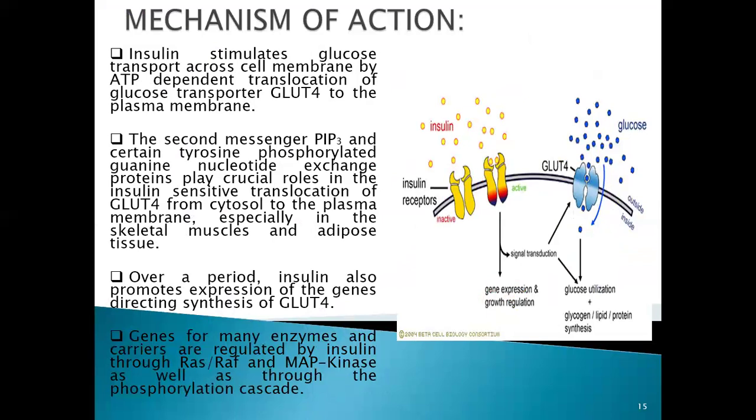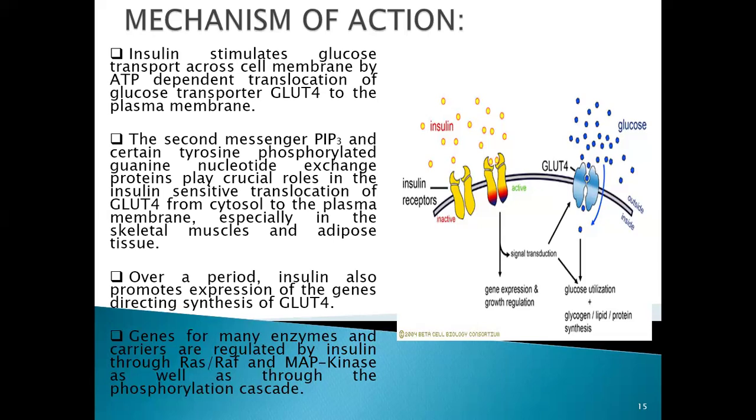So here the insulin, what happens is that when the insulin comes and binds to this tetrameric insulin receptor, the glucose transport across the cell membrane happens by the ATP-dependent translocation of the GLUT4 to the plasma membrane. The second messenger, phosphoinositol triphosphate, and certain tyrosine phosphorylated guanine nucleotide exchange proteins play crucial roles in insulin-sensitive translocation of GLUT4 transporter from the cytosol to the plasma membrane, especially in the skeletal muscles and adipose tissues. Over a period, insulin also promotes expression of the genes directing the synthesis of GLUT4.